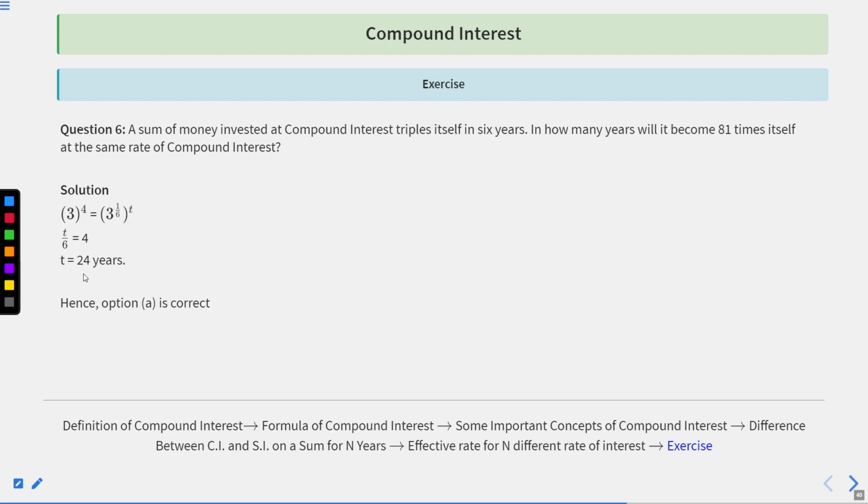So T is equal to 24 years. So the option correct here is option A.